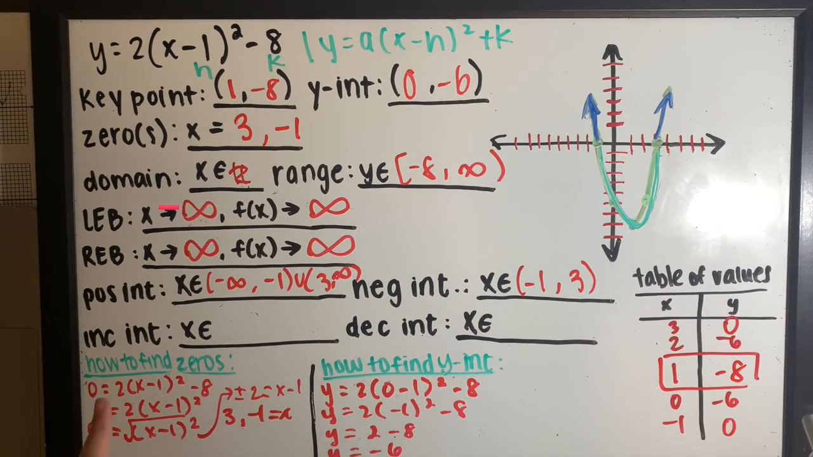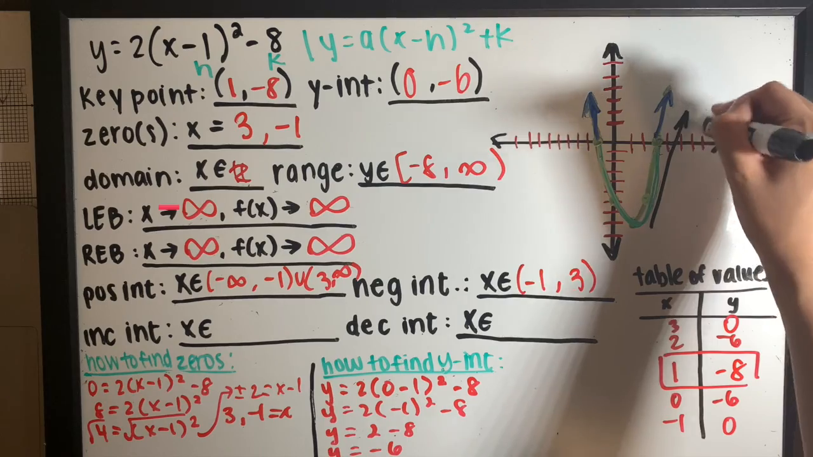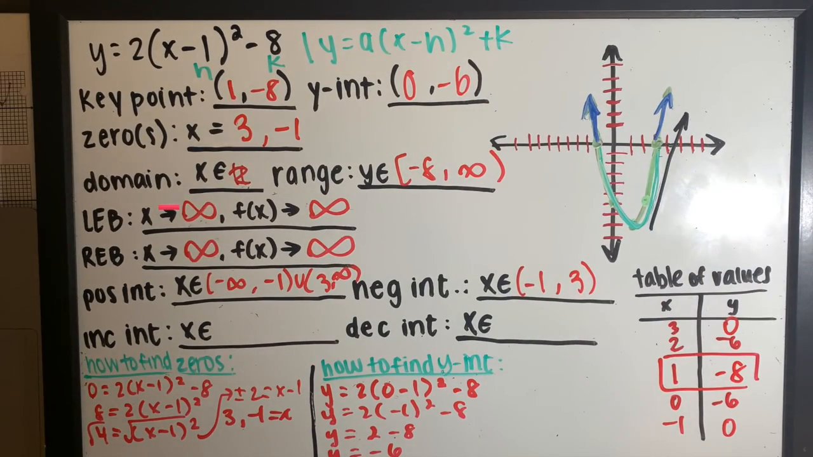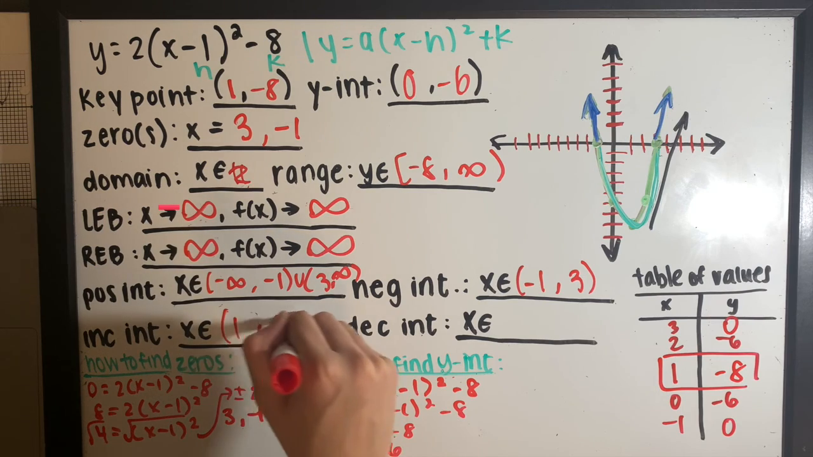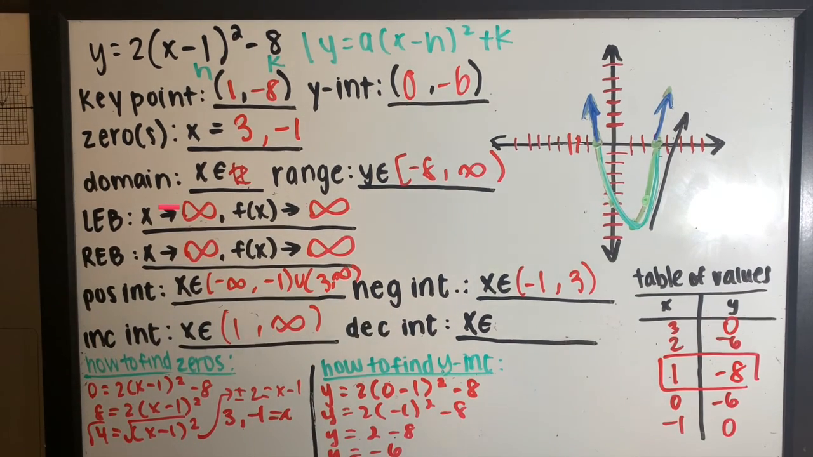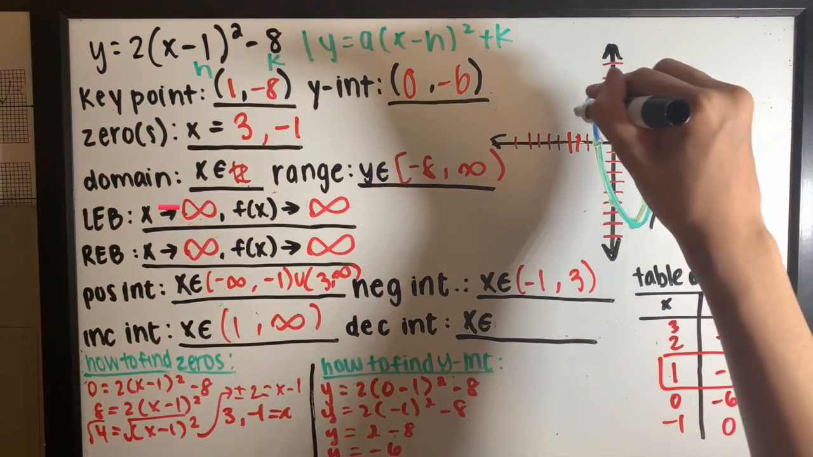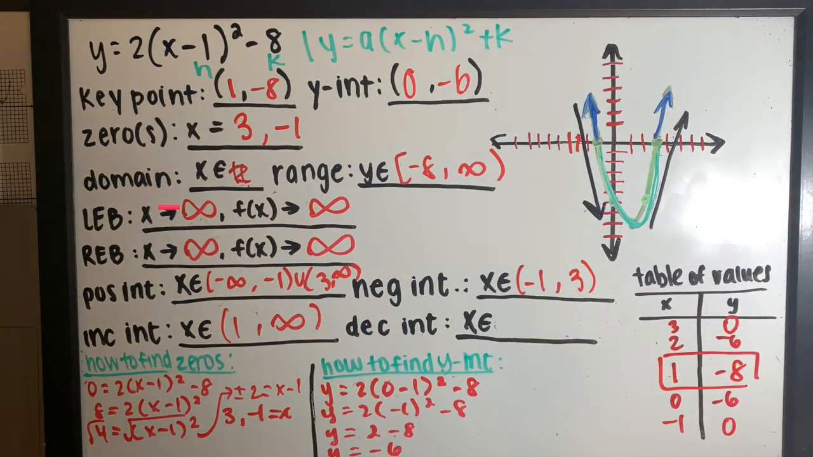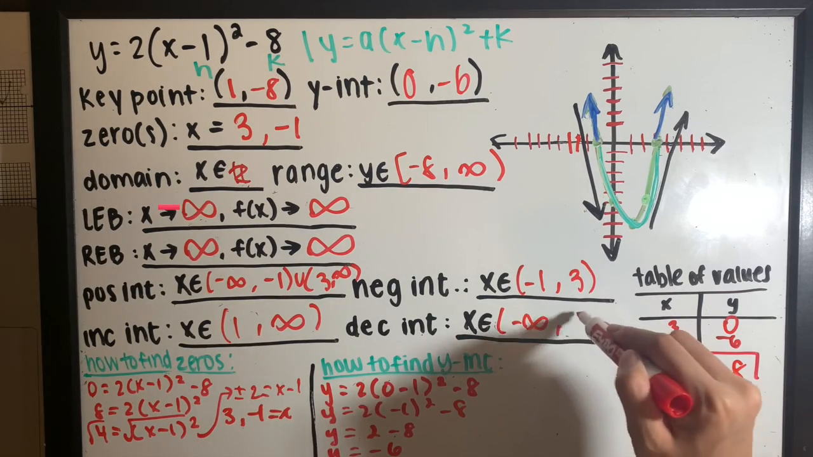Now to find our increasing interval, we will look to see on the graph where the slope is positive, and we can see that over here it is positive, meaning that our increasing interval is going to be from 1 to positive infinity. And as for our decreasing interval, we will look to see on the graph where it has a negative slope, and we can see that it is right here, meaning that our decreasing interval will be from negative infinity to positive 1.